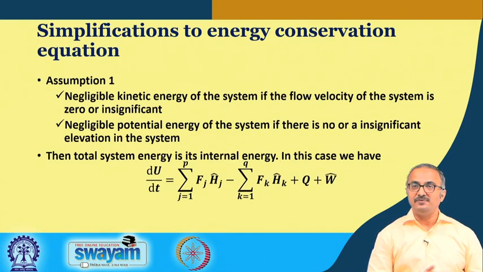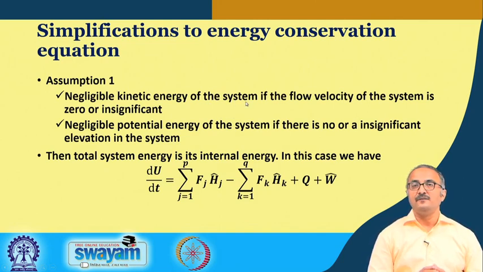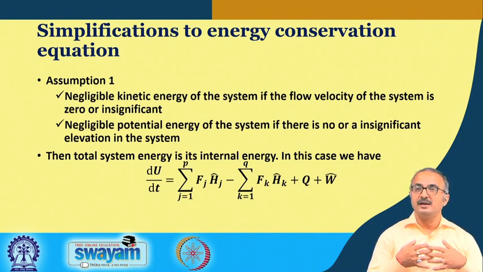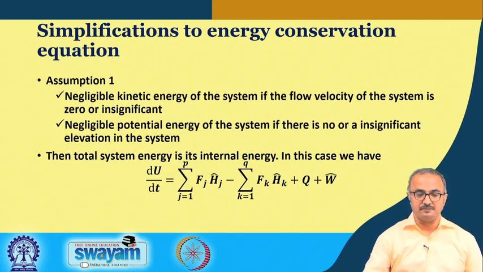Here it is. Now, we can neglect the kinetic energy of the system, and when can we do that? We can do that if the flow velocity is very small, or we say that there is hardly any change of the flow velocity along the flow direction. In that case we can take the change in the kinetic energy to be 0, or the value itself to be 0. And the second assumption is that the potential energy of the system is also 0, that means there is not a significant elevation of the system.